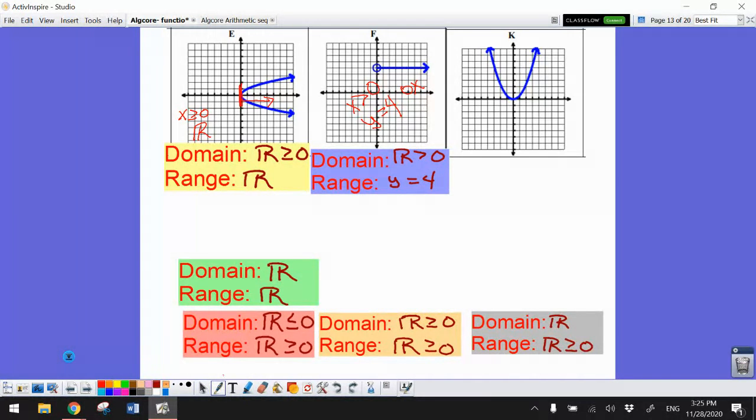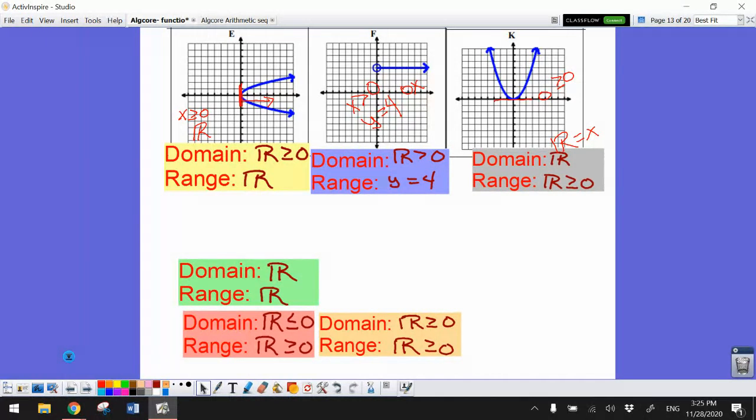What about the last one? Yeah, the domain is going to be all real numbers because it is a quadratic. And it's going to keep going up and up and up. But where does it stop here? Stops at 0. Is it going to be bigger than 0 or less than 0? Yeah, it's going to be bigger than 0. So do I have something that has a range that is bigger than 0? And it's all real numbers for the x. Yeah, it's the gray one.